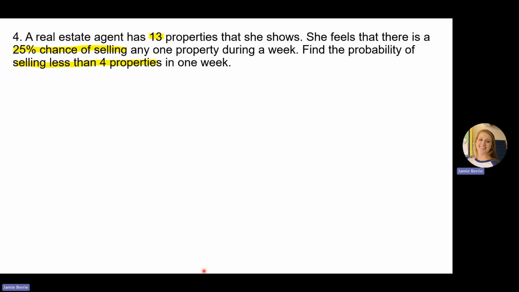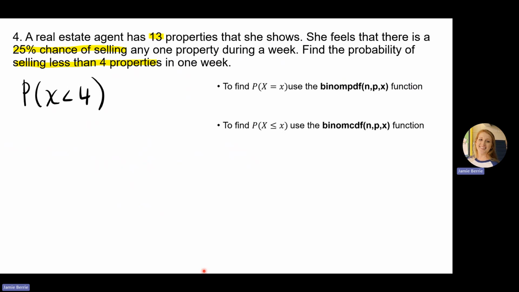So less than 4. We're looking at the probability that X is less than 4. But remember, we only have these two options: the equal to option or the less than or equal to option. So let's think about this. She's showing 13 houses. That's the maximum. She can only sell up to 13 houses. She can't sell 14. She doesn't have 14 properties. So the maximum number of houses that she could sell in a week is 13. The minimum is 0. I forgot to include that one, but it is possible that maybe she's sick, maybe she doesn't do anything that week, and she sells 0 houses.